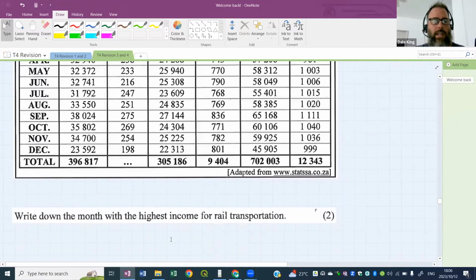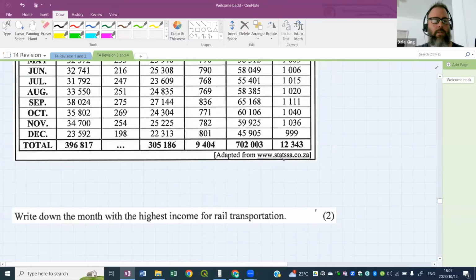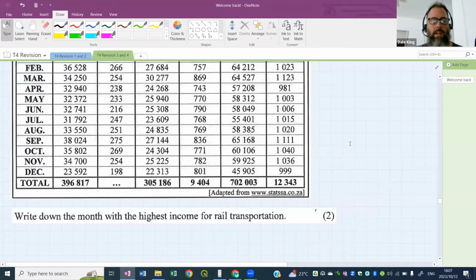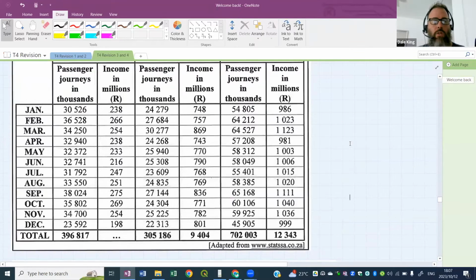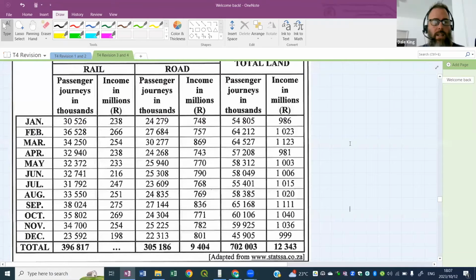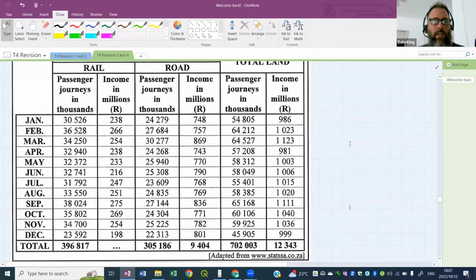All right, let's see. Now, what I'm going to do is shrink the data a little bit because I'm going to have to move up and down to see the data as we go here. So first question, write down the month with the highest income for rail transportation. You guys can put it in chat or you can unmute if you want.